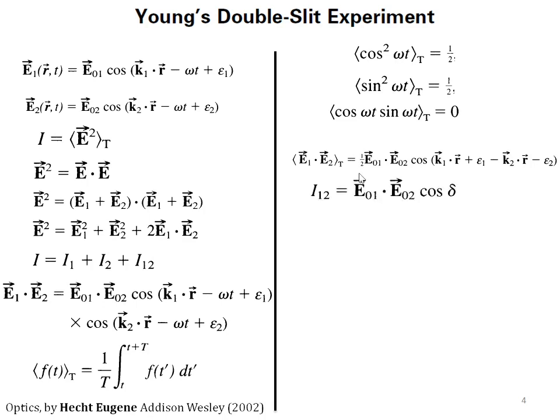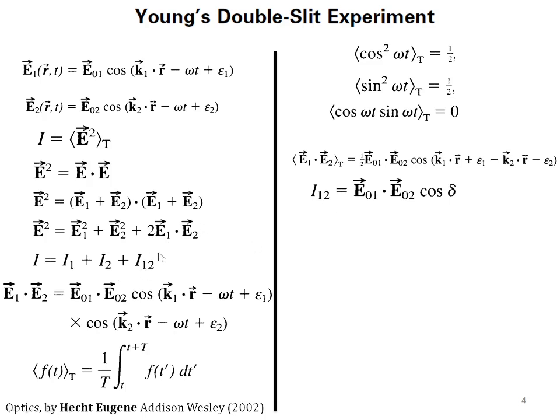Now we can write down I12, this term. I12 is equal to, this is a time average now, fine. So I12 means we are saying E1 dot E2 times 2 is I12.